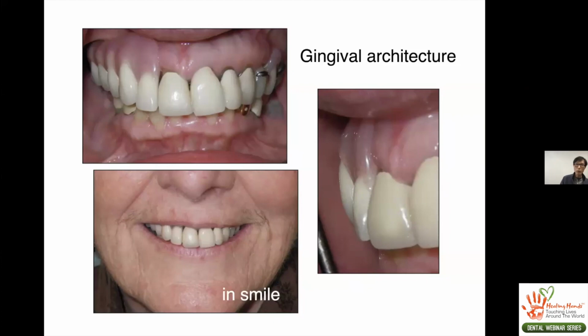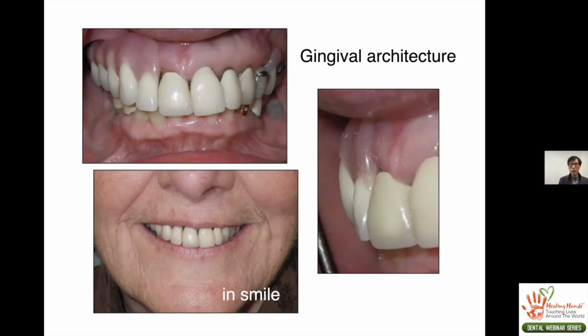And also we have to pay attention to match the pink acrylic, so that in a smile, although this patient didn't show much pink acrylic, we actually have to look at the color of the pink acrylic, and also look at the profile from the lateral aspect. And we want to make sure that the gingival architecture matches with the contralateral ones.